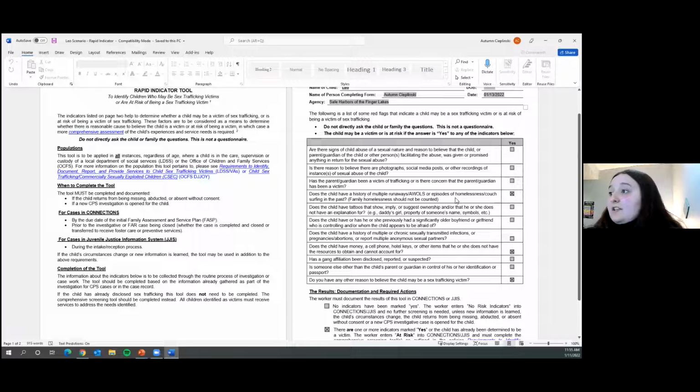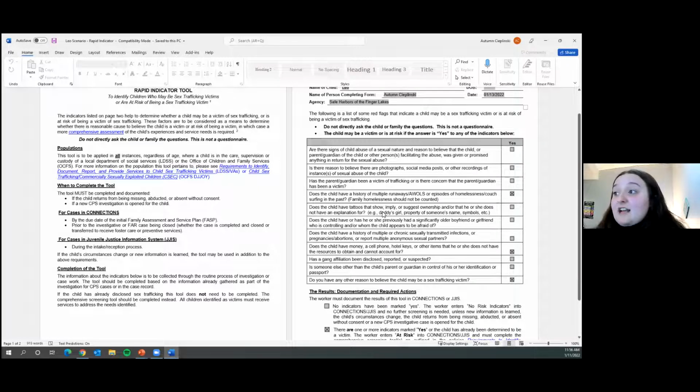So this one: does the child have a history of multiple runaways/AWOLs or episodes of homelessness/couch surfing in the past? And in parentheses, it says family homelessness should not be counted. However, if family homelessness is going on, I do want to know about that. So any homelessness at all, honestly, just please check that box off.